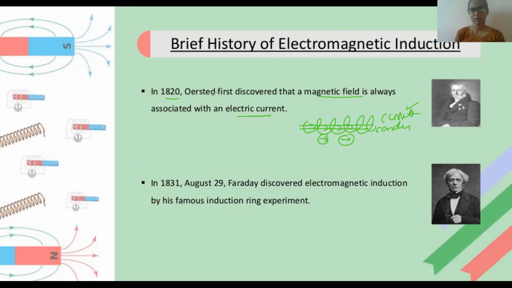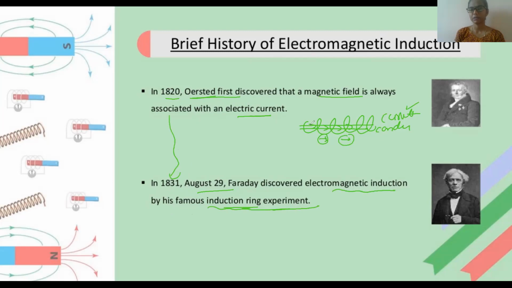So this is as given. Again, in 1831, after almost 10 years, you can see. In August 1831, Faraday discovered electromagnetic induction by the famous induction ring experiment. So what is this famous induction ring experiment? We'll see that. Now you clearly know who discovered what.